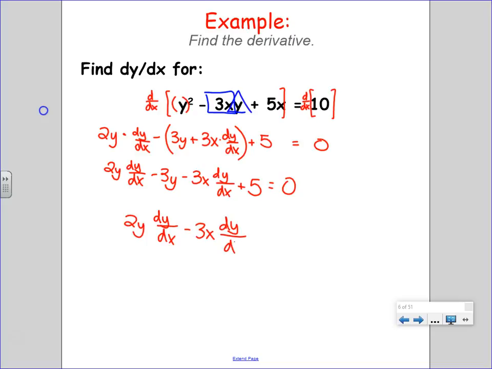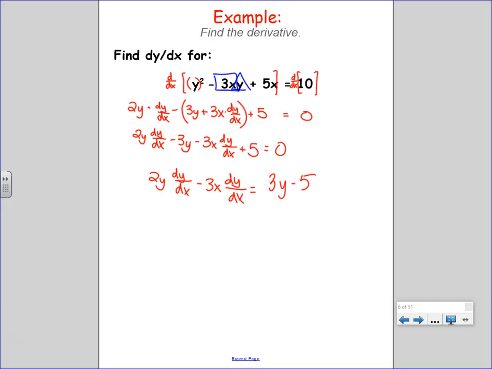Let's see if you can follow the algebra. To get rid of the 5, we have to subtract. To get rid of the 3y, we have to add. Does that make sense? Now, what was the next step? Just in case your mind doesn't automatically blare at you, I need to get dy dx out, so we need to pull out, factor. That's what the next step is, just to remind you. We need to get them alone. We need to isolate them.